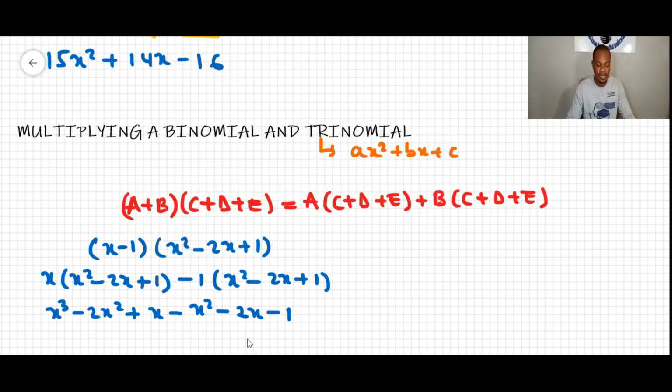Now we can combine like terms. We have x cubed, there is no more x cubed, so this will remain x cubed. And then let's check if we have like terms for x squared. They are negative 2x squared and negative x squared. They can be combined, that makes negative 3x squared. And then we have positive x and negative 2x. They all end with x, they're like terms, so this will be equal to negative x. And then we have the constant term, that's negative 1. So this is the simplified form of this algebraic expression.